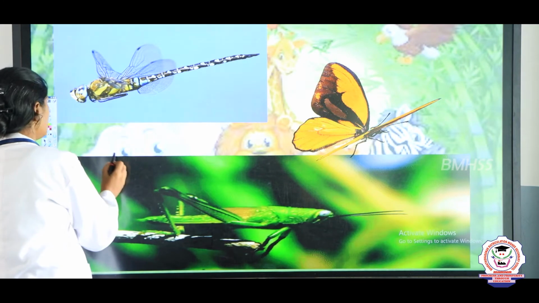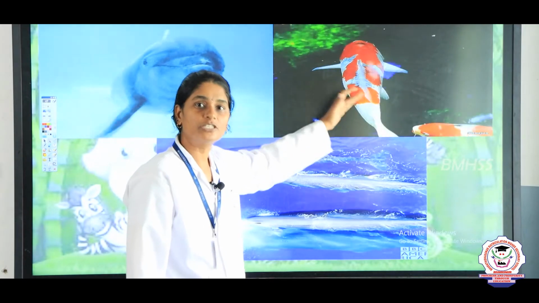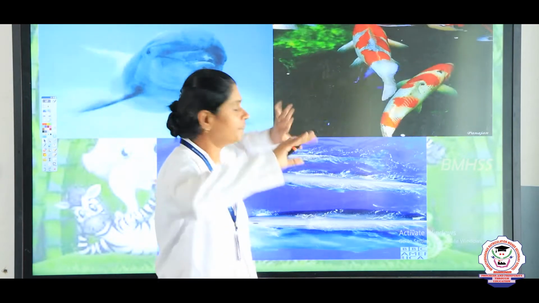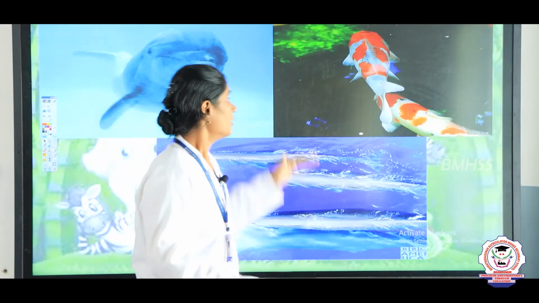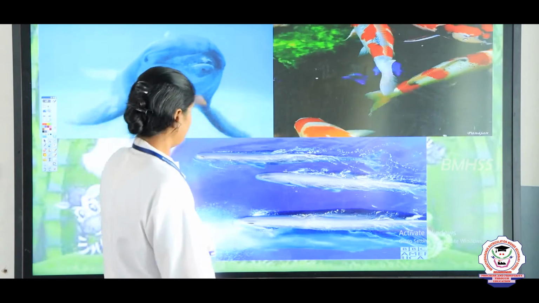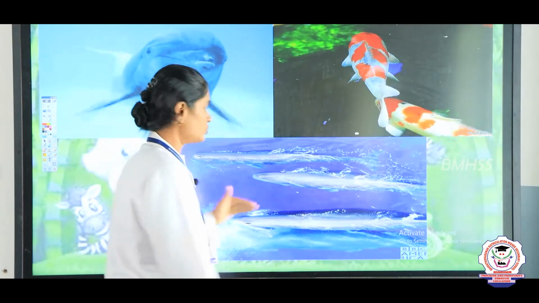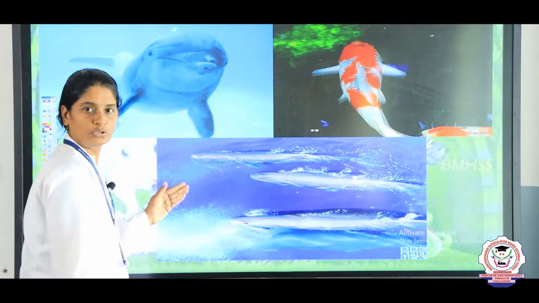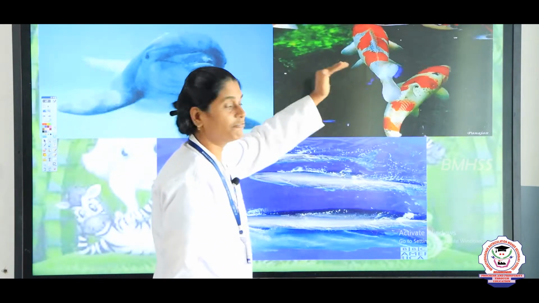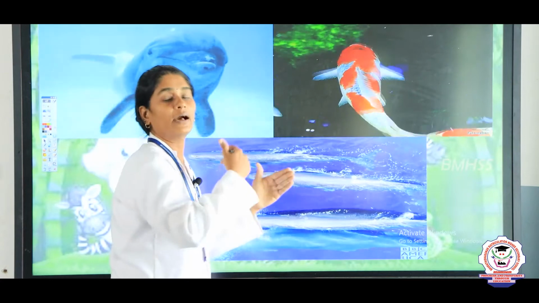Next we are going to see some aquatic animals, for example, fish. Fish move in the water with the help of fins, right. You can see here the fish have fins. With the help of the fins, fish move in the water. Even some mammals like dolphin and whale also have fins to move in the water. You can see the whale is moving. Using the fin the whale moves, the dolphin moves, and the fish also moves, but whale and dolphin are not fish, they come under mammals, right.